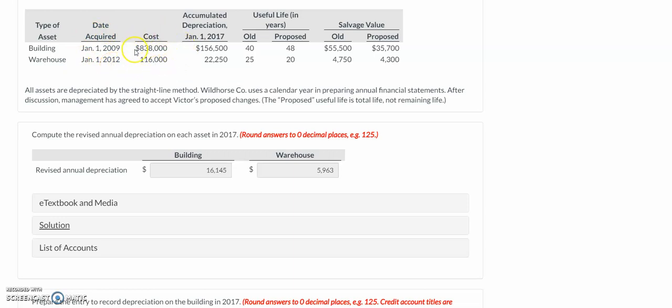We are given the initial cost of each of these two assets, as well as the accumulated depreciation as of January 1st of 2017. Also in this problem, we are given the initial useful life, as well as the proposed useful life. So we want to think about, when we revise our depreciation, how many years are remaining among the proposed useful life? And then we have our salvage value. We have our initial salvage value as well as our proposed salvage value. And all assets are being depreciated using the straight line method, and the company uses a calendar year.